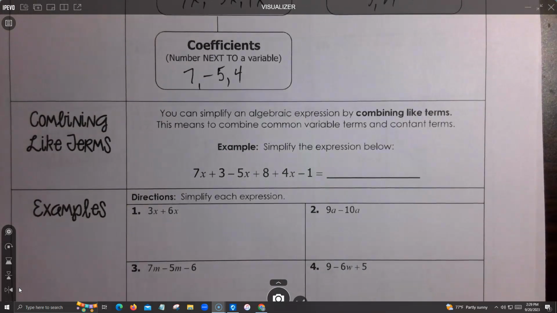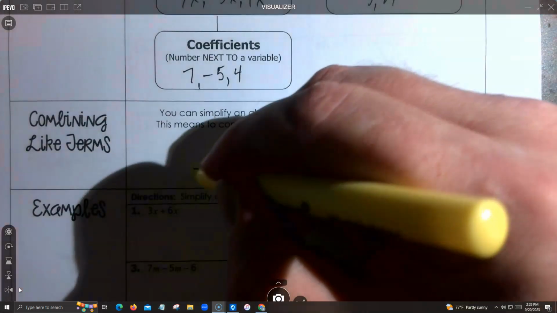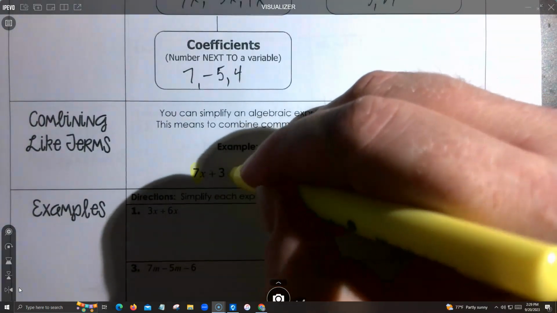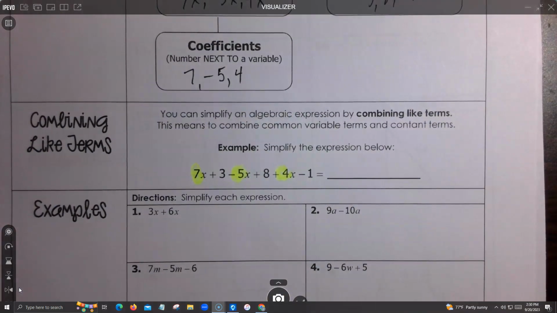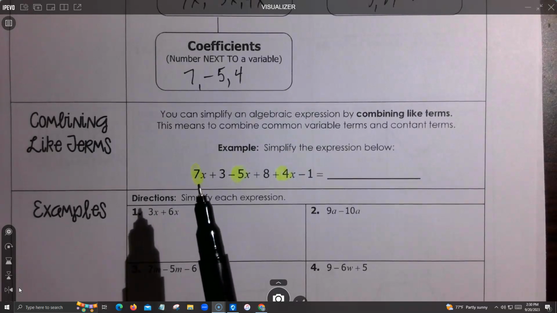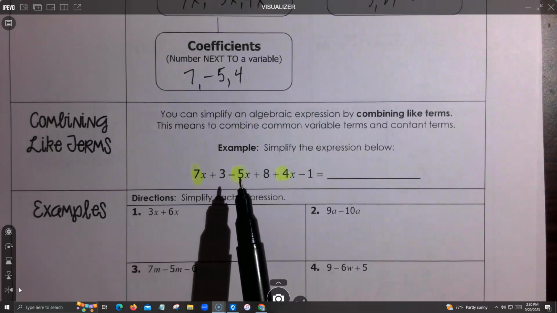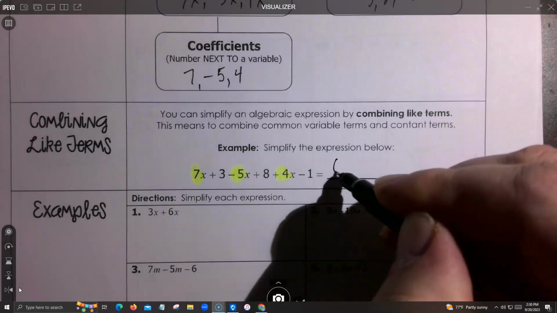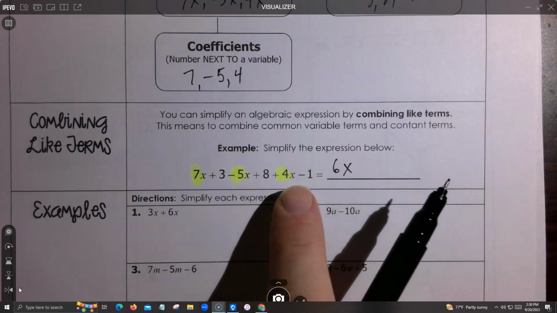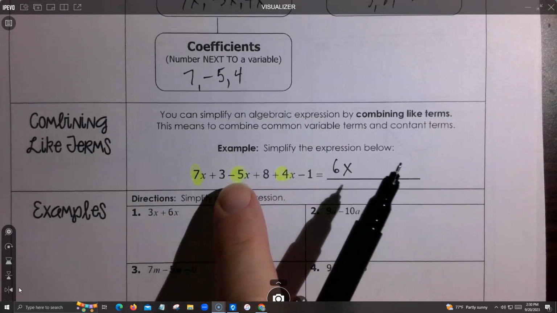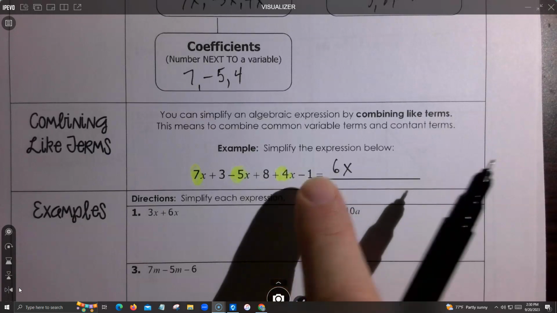All right, so we're back to the original example from the top. I'm going to highlight all of the variable terms. So we have that one, and then we have this last one. Okay, so 7x, negative 5x, and 4x. Notice I'm not thinking about addition or subtraction; I'm thinking about positives and negatives. So I have a 7 and a negative 5, which is 2, and then 4 more. So this is 6x. Notice the x's are just along for the ride. We're just combining the numbers in front of them. Now the numbers left over, 3, 8, and negative 1, we add those together. So 3 plus 8 is 11, minus 1 is 10.